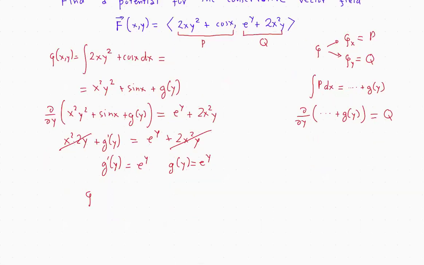So as our answer, we give that a potential, not the potential, a potential is given by x squared y squared plus sine x plus e to the y. And indeed, if you take the derivative with respect to x, you find P. If you take the derivative with respect to y, you find Q. And that's all.